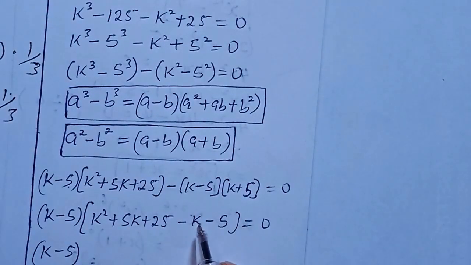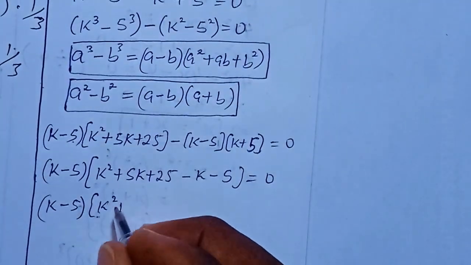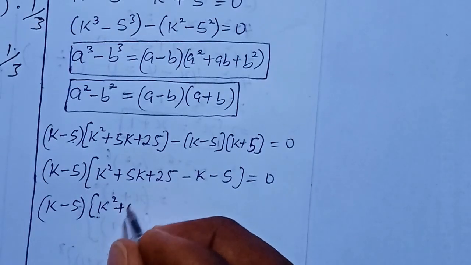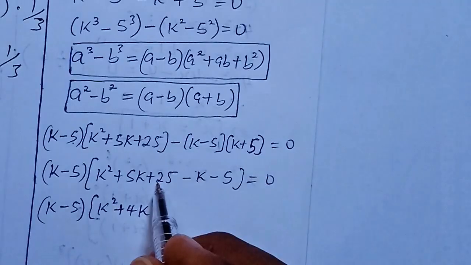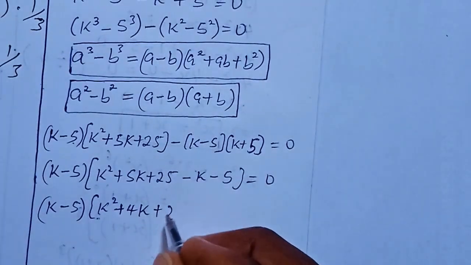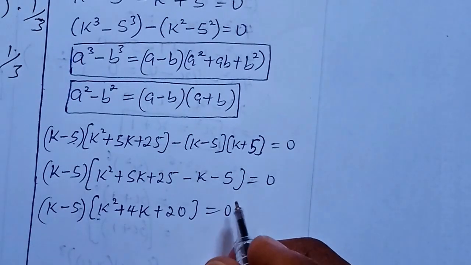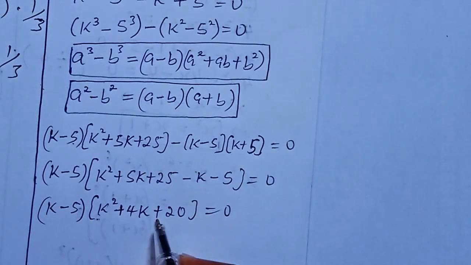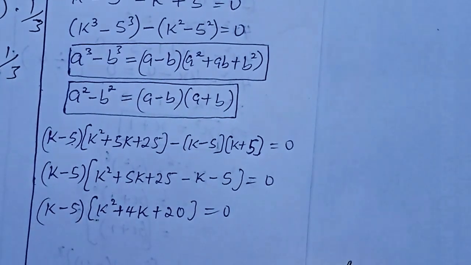5k minus k, so we have k squared plus 4k, then 25 minus 5 gives us plus 20, all equal to 0. So this is a quadratic equation. First we can get the value of k from this expression.